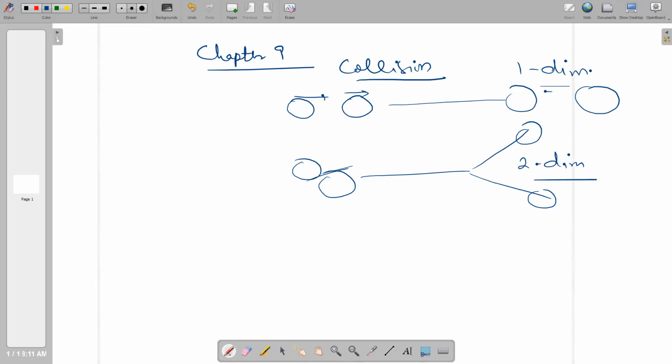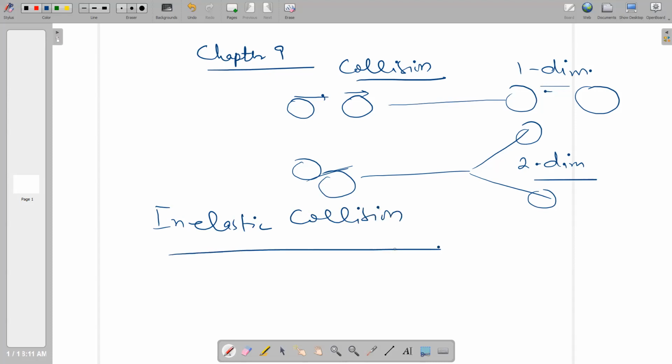So last time we saw and checked all the equations of one-dimensional and two-dimensional collision. After this, the last article of this chapter is inelastic collision. So what is inelastic collision? Inelastic collision is one in which the momentum P is conserved, or remains constant, before and after collision, but kinetic energy is not conserved. Not conserved.